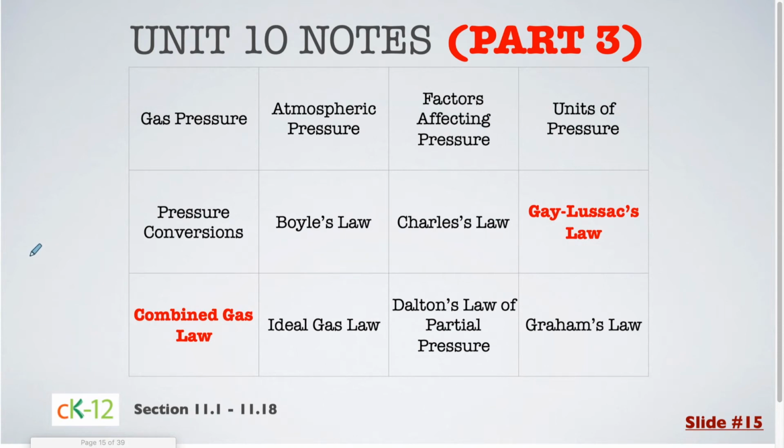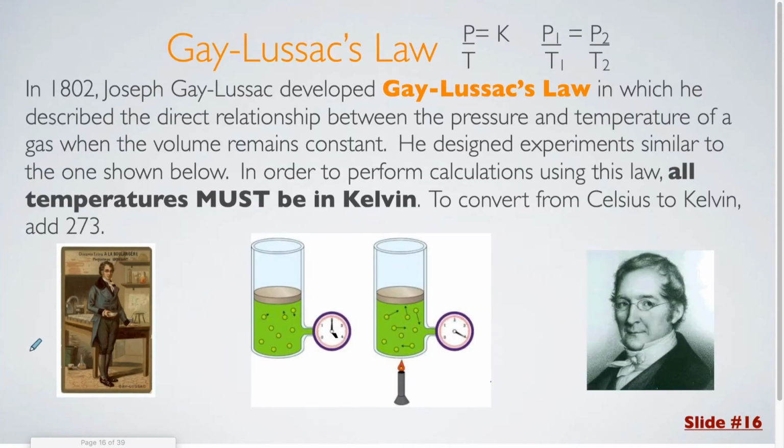In Part 3 of the Unit 10 notes, we are going to be covering Gay-Lussac's law and the combined gas law. In 1802, Joseph Gay-Lussac developed Gay-Lussac's law, in which he described the direct relationship between the pressure and temperature of a gas when the volume remains constant.